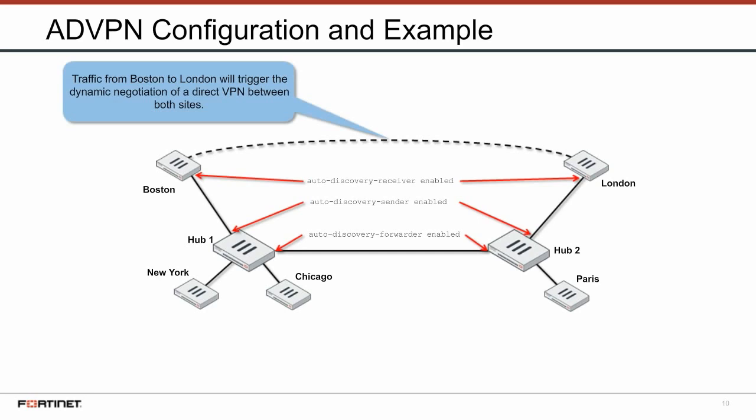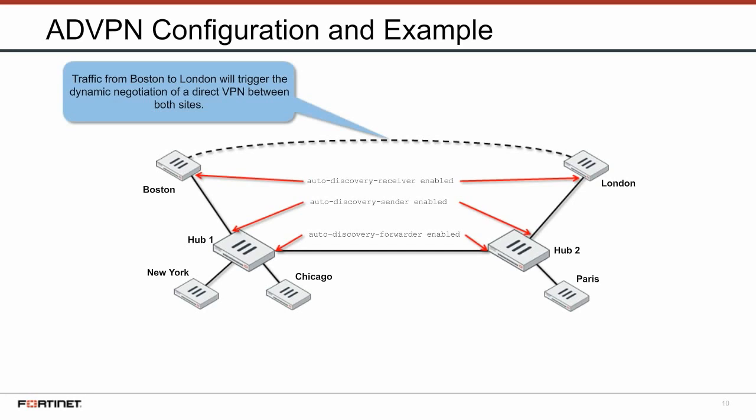to London. On receipt of this IKE message, Boston creates a FortiOS-specific IKE information message, which contains its public IP address, its local subnet, the desired destination subnet, London subnet, and an auto-generated PSK to use for securing the direct tunnel. Alternatively, digital certificate authentication can be used instead. This IKE message is sent to London through Hub 1 and Hub 2.